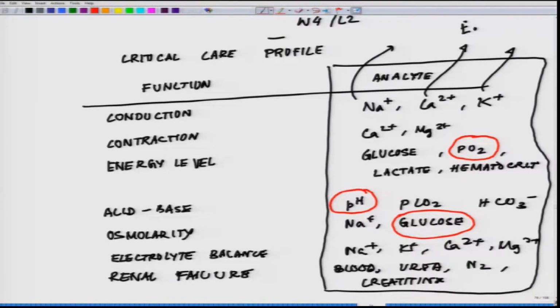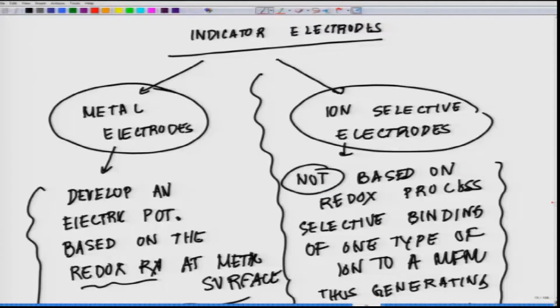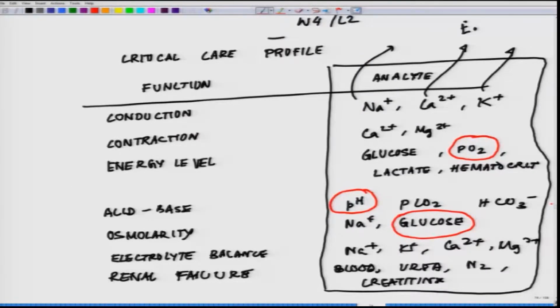Okay. Now, in the previous class, I told you that you have two different kinds of electrodes: you could have a metal electrode or you could have an ion selective electrode. When I say ion selective electrode, then I am talking about these kinds of ions, analytes: sodium, calcium, potassium, magnesium, okay, HCO3.